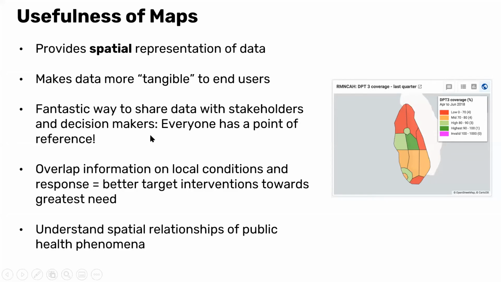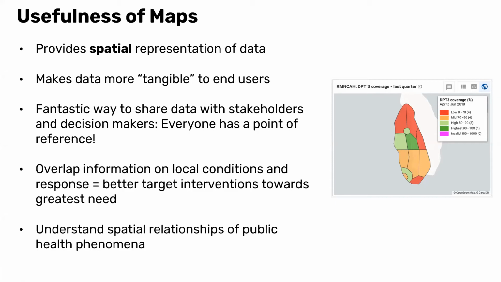And then it is also a fantastic way to share data with stakeholders and decision makers, right? Because everyone has a point of reference, and that's the beauty of it. When you have an idea about the geography of a location, you will be able to make your own interpretations, because you may feel, right, this may be due to this. That feeling you might get when you try to demonstrate something in maps. And then you can overlay information on local conditions and response, so better target intervention towards greatest need, right? There are some other local conditions and response that you can incorporate as separate layers in the map. And that way also you can get a better visualization, right?